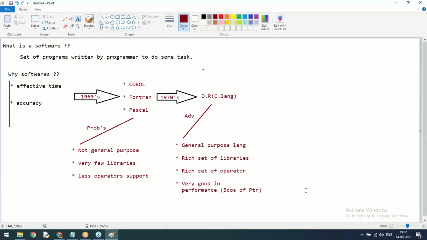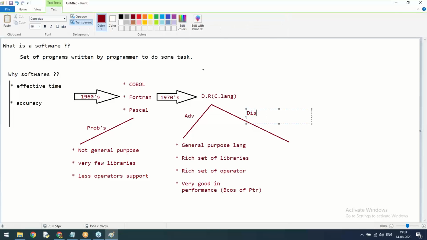But C language also had some problems. C language also had some disadvantages, some cons. What is the problem of C language?